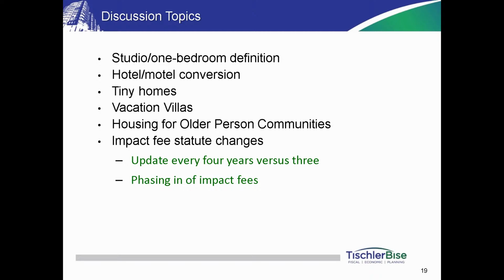Can I ask you a question, backing up on the vacation villas and the housing for older persons, where everybody started carving up these little categories and they were exempt, and we're now seeing student generation out of those. What is your opinion on impact fees for those? Because we're getting in a cat and mouse game now.